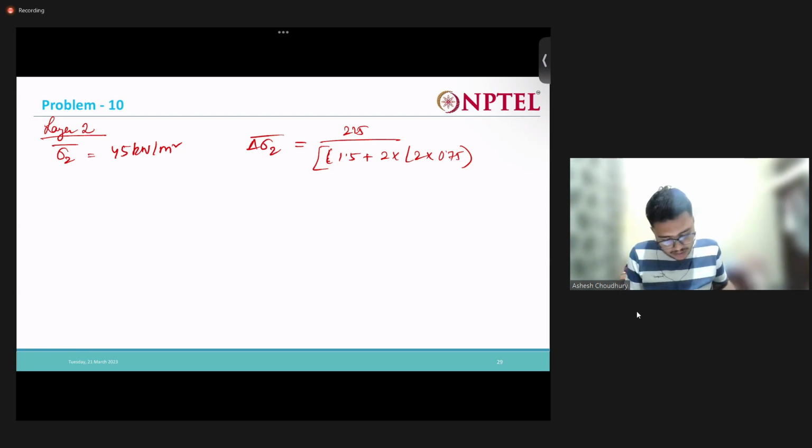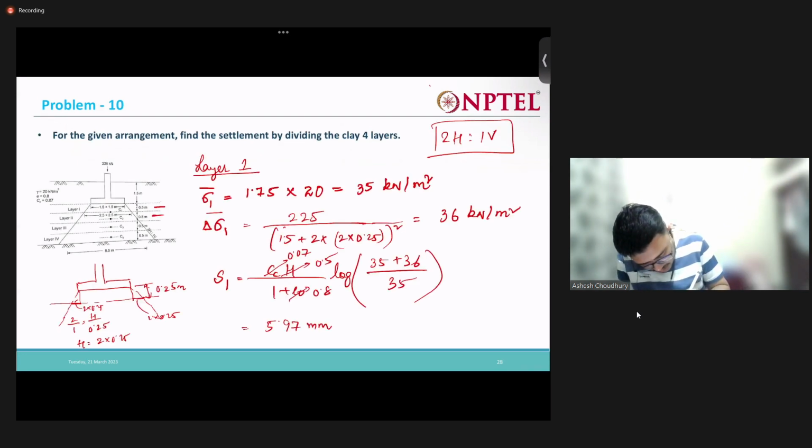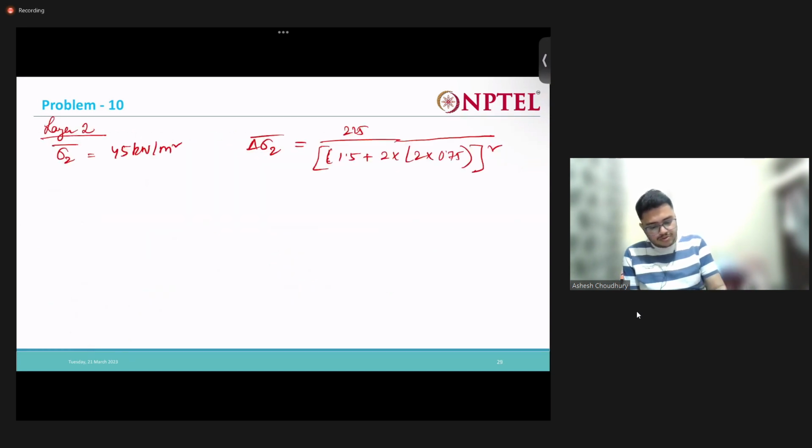Plus 1.5 plus 20. Yeah, right. Now here, from here to here, it's 0.75. So 1.5 plus 2 into 2 into 0.75, so 4.5 squared. So 225 divided by 4.5 squared, 11.11 kilonewton per meter square.